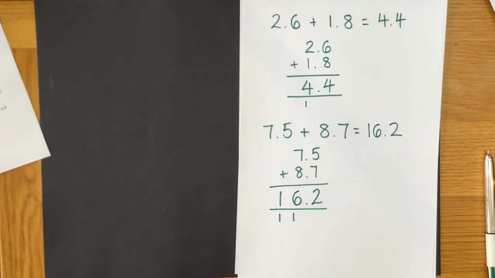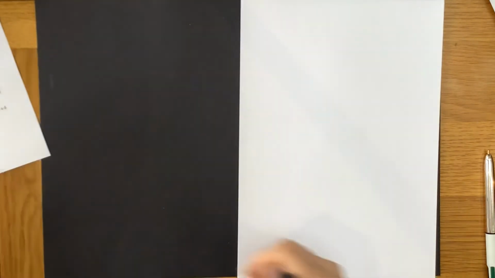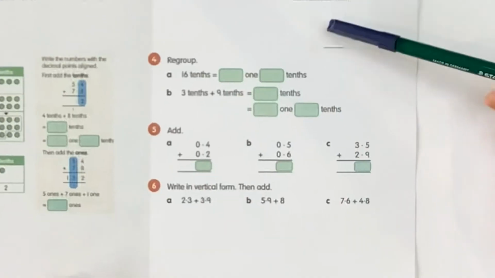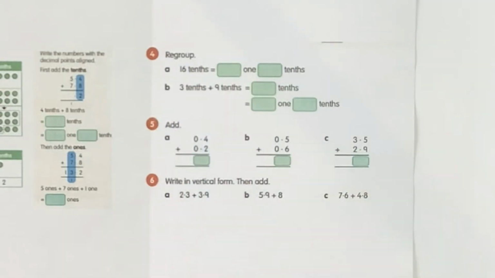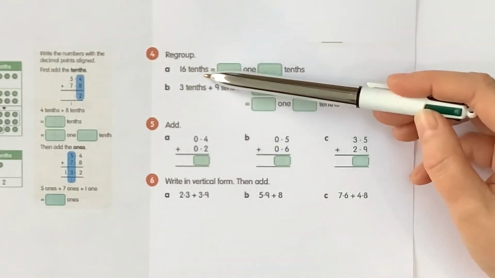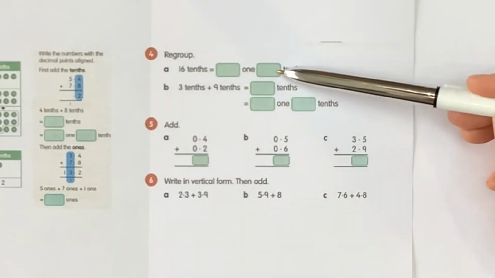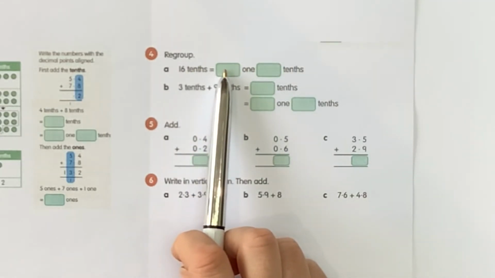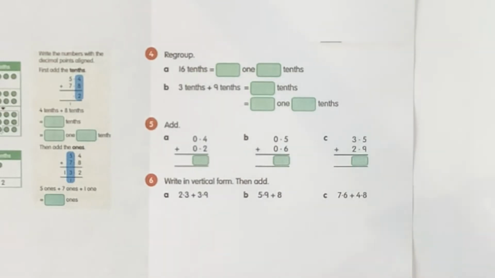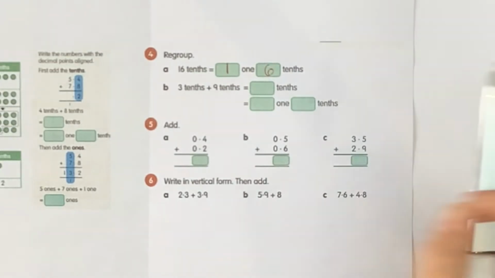Okay, let's go back then and look at the textbook. So it's asking you now to show the different steps we go through to add together decimals. So first of all, we might need to regroup. 16 tenths is how many whole ones and how many tenths? Hopefully you've said that it's 1 whole one, because that will be 10 tenths. And there'll be 6 tenths left. So that's how you regroup that.